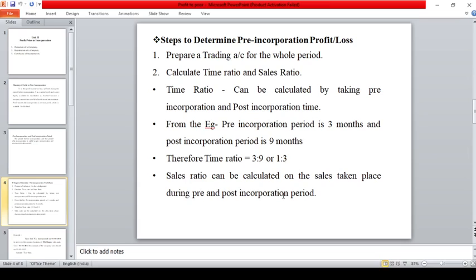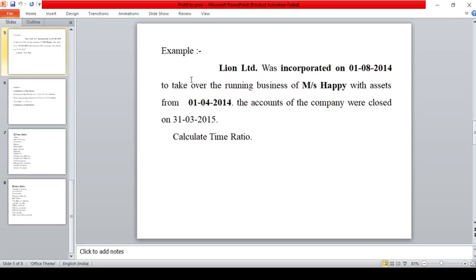Okay, so the sales ratio can be calculated on the sales that took place during the pre and post incorporation period. In the problem they will mention what the sales are for the pre-incorporation period and what the sales are for the post-incorporation period, and like this only you have to calculate the ratio. See the example in the next slides; with the help of this example we will understand the pre-incorporation as well as the post-incorporation, and we will calculate the time ratio.